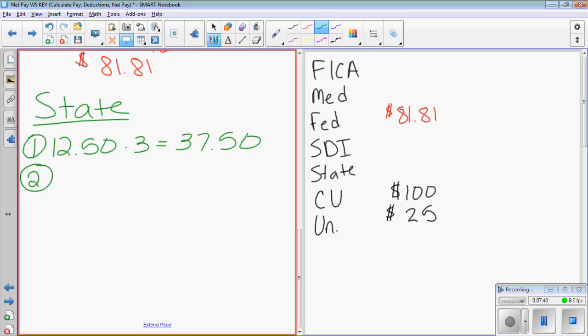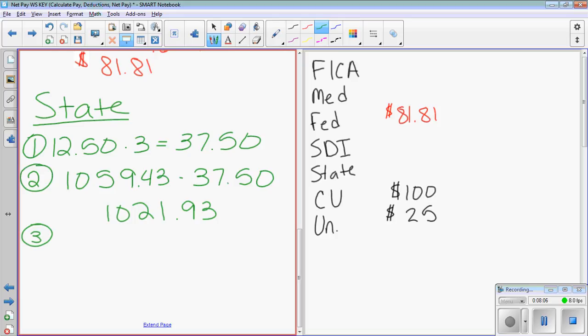Step 2, you have to find your adjusted gross earnings. You take your gross and subtract out step 1. My gross was $1,059.43 minus $37.50, which gives me $1,021.93.